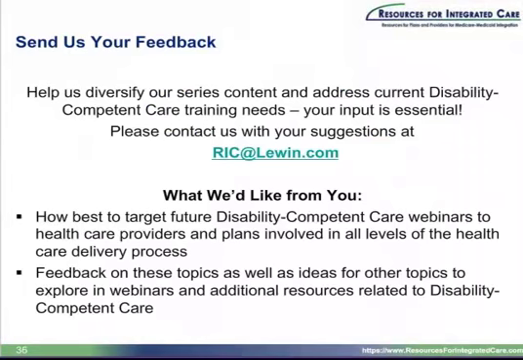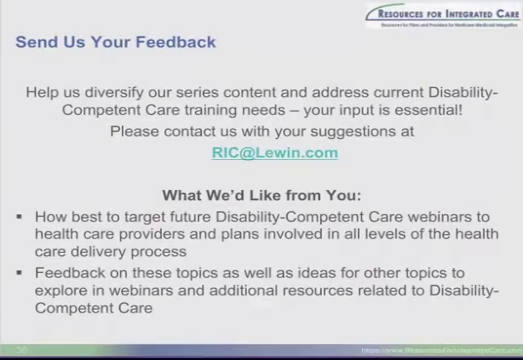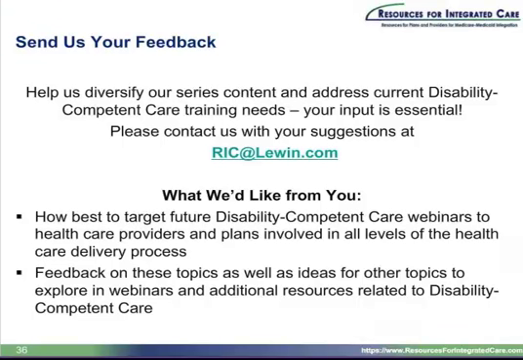In conclusion, the disability competent care model is just like any other model, as I stated in the last question, but additionally requires an understanding of the experience of living with disability. With this understanding, practitioners and plans can establish a relationship with each participant and together develop a course of action.